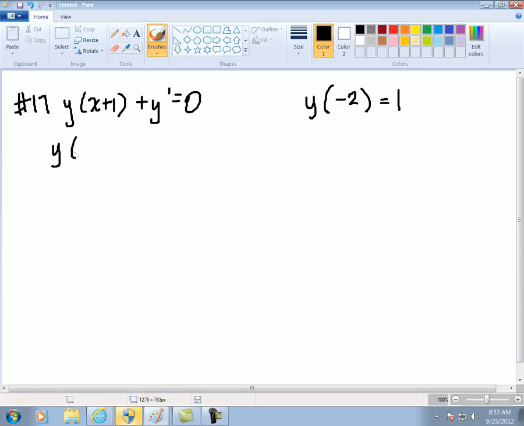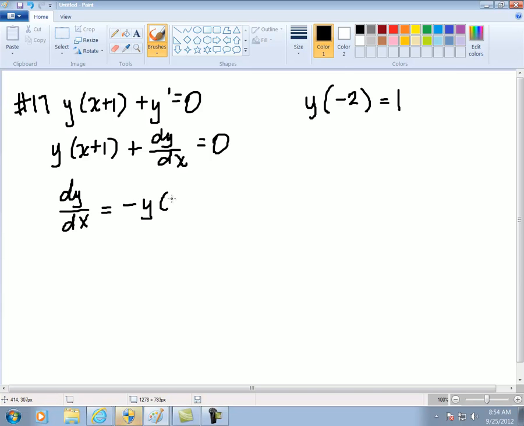So I'm going to start by rewriting this. In place of my y prime, I'm going to write dy/dx. And now I'm going to move this term over here by subtracting my y(x+1). So I get dy/dx is equal to -y(x+1). And now I can get my y's over here by dividing each side by the y. And over here I'm going to move my dx. So I'm left with -(x+1) dx. Okay? And now I'm ready to integrate both sides.